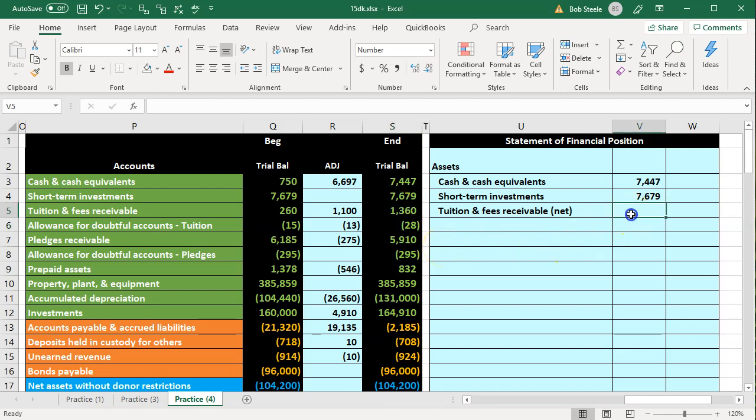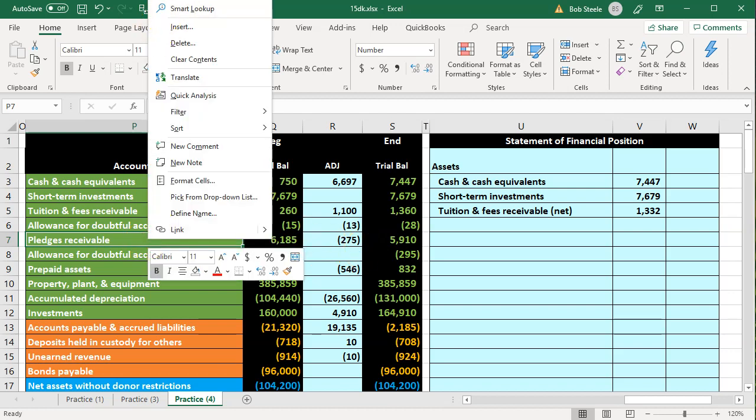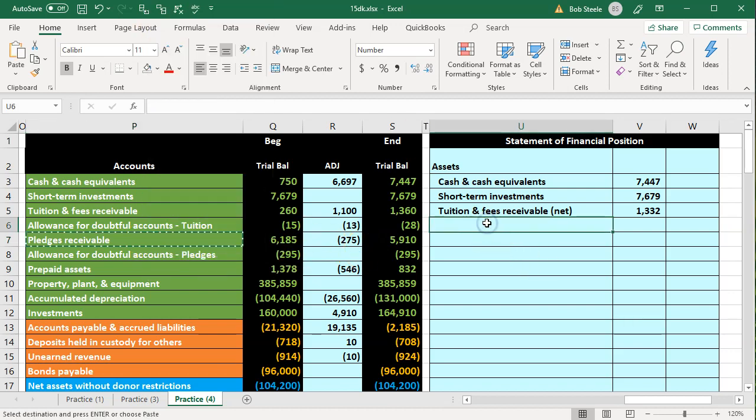And therefore, we will record it net in cell V5, where we will say equals the sum of these two numbers and enter. So there we have that. Then we have the pledges receivable, and once again, I'm going to record that net. So I'm going to take that number, copy it, put that in U6, right-click and paste it 1, 2, 3.